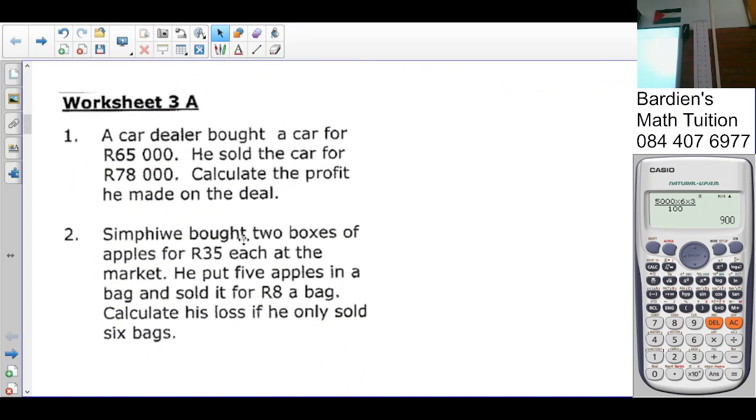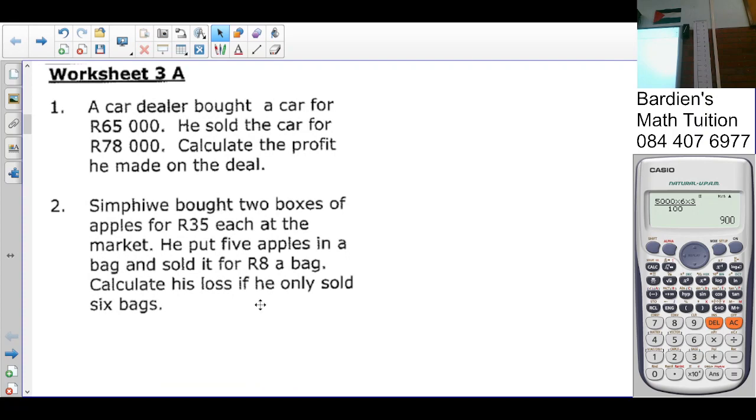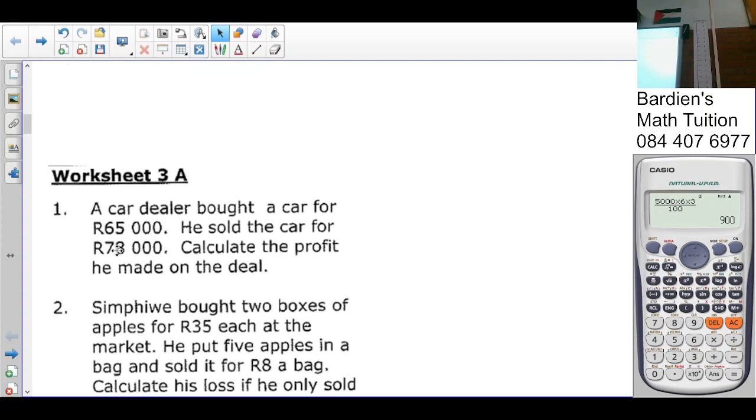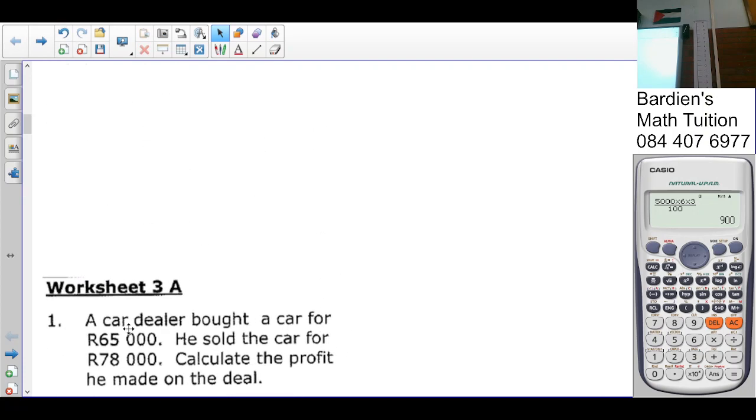So at this point you should have done worksheet 3A. So I'm going to go through it. I'm going to go through every sum of this so it can benefit those of you who want to work. As we established, many of you don't. Okay? So worksheet 3A, we are told that a car dealer bought a car for 65,000. He sold the car for 78,000. Calculate the profit he made on the deal.